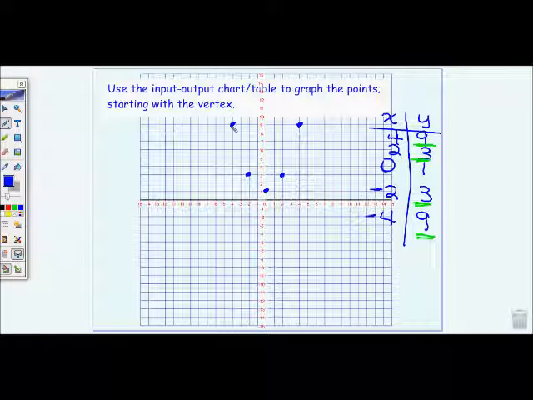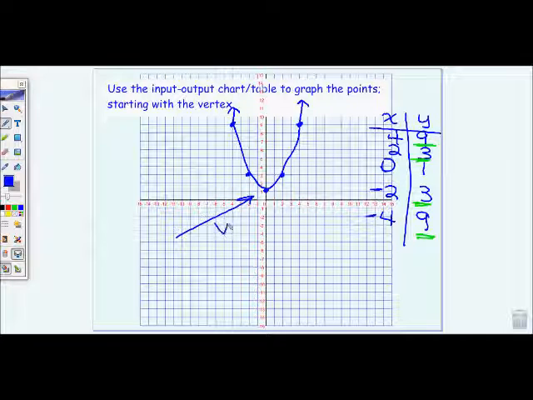And you will see what a parabola is. Hard to trace it. And that is a parabola. We're going to have a special point here. This one's called the vertex.